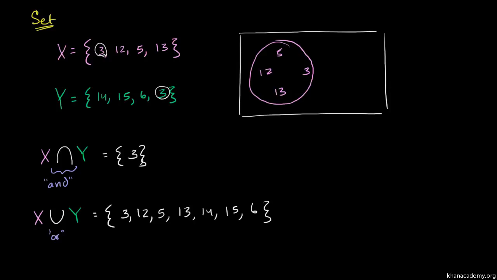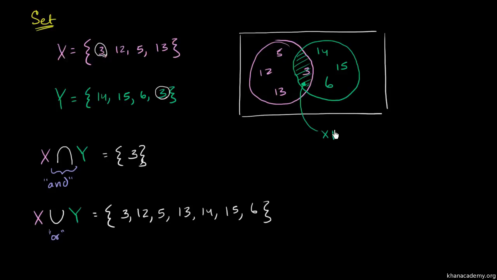And then we can draw set Y. Notice, I drew a little overlap here because they overlap at 3. 3 is an element in both set X and set Y. But set Y also has the numbers 14, 15, and 6. And when we're talking about X intersect Y, we're talking about where the two sets overlap. So we're talking about this region right over here. And the only place that they overlap the way I've drawn it is at the number 3.